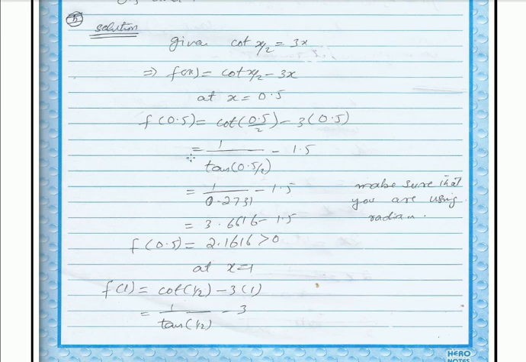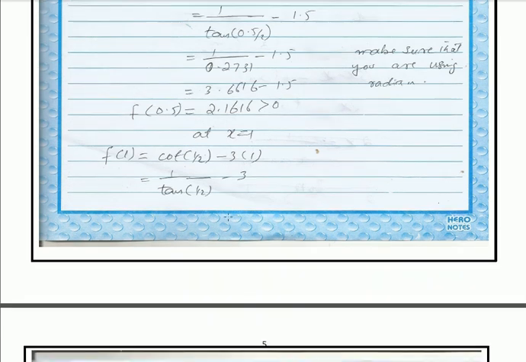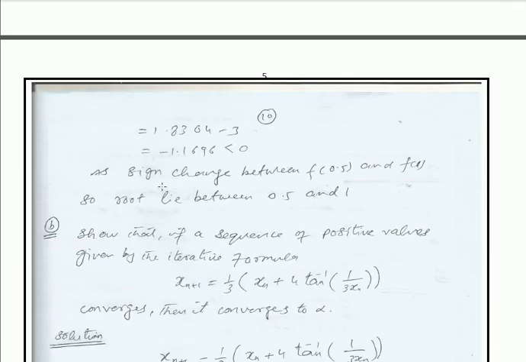Now, when you are doing the calculation, please make sure that you convert your calculator to radians. At x = 1, f(1) = cot(1/2) - 3. After simplification, we get f(1) = -1.169, which is less than 0. It means that the sign changes between 0.5 and 1, so the root lies between 0.5 and 1.